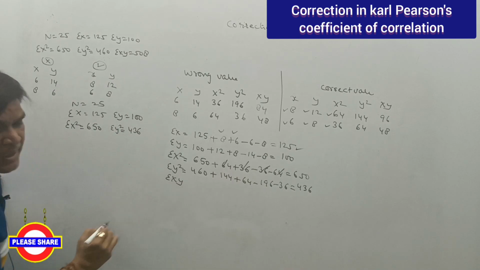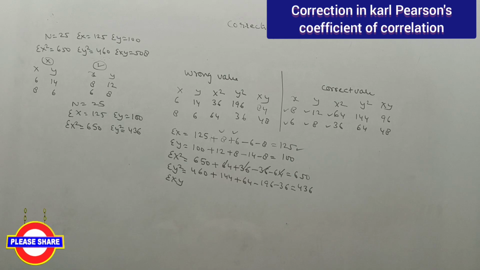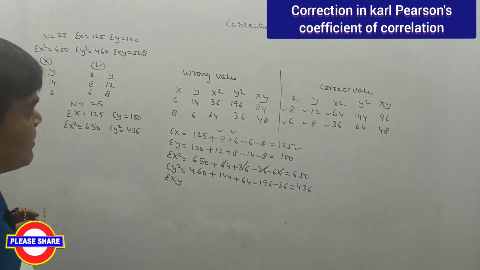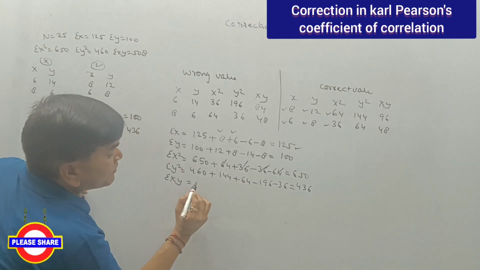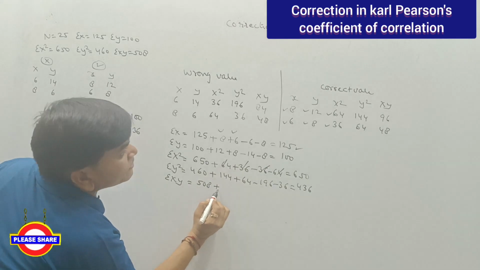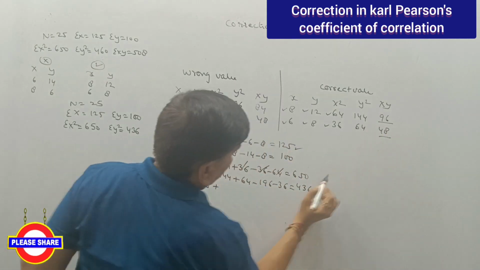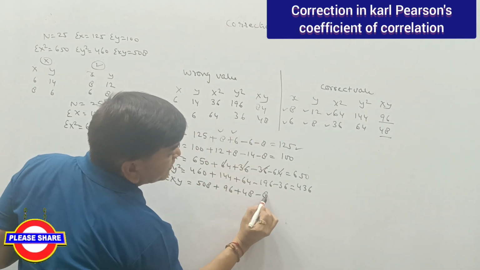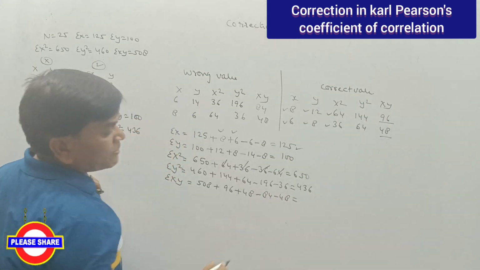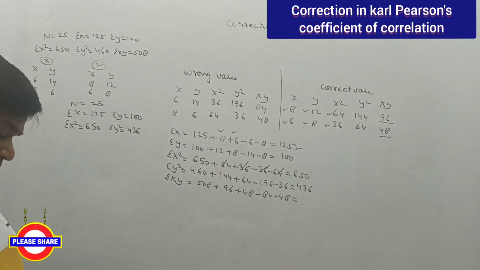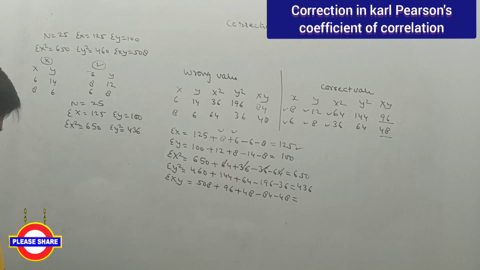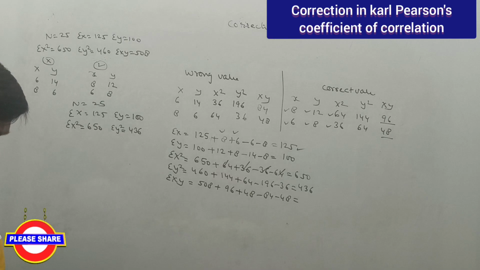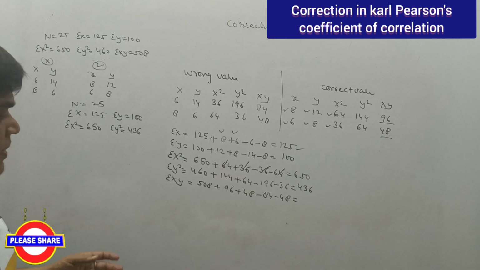And last, sigma xy. The given value is 508. The correct values are 96 and 48, and the wrong values are minus 84 minus 48. So this will also have some change. 508 plus 96 plus 48 minus 84 minus 48 gives 520.